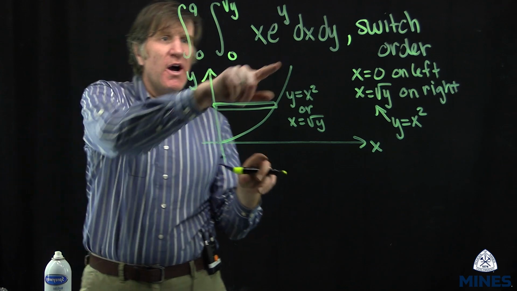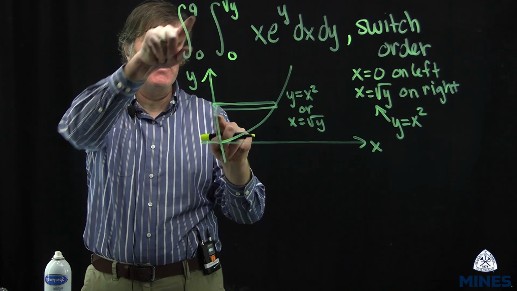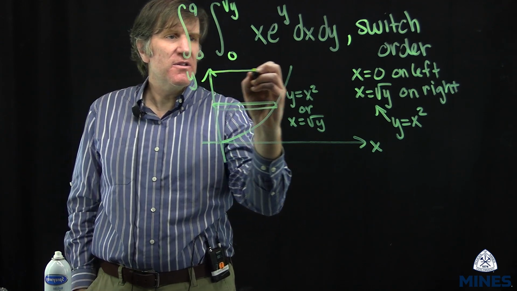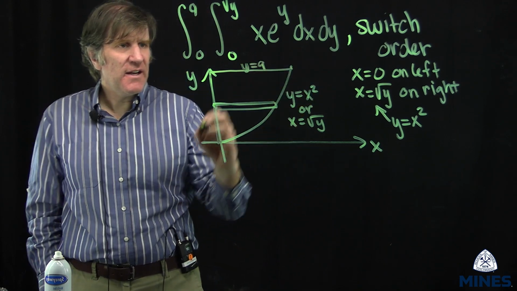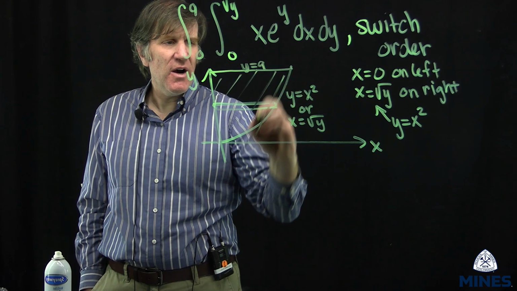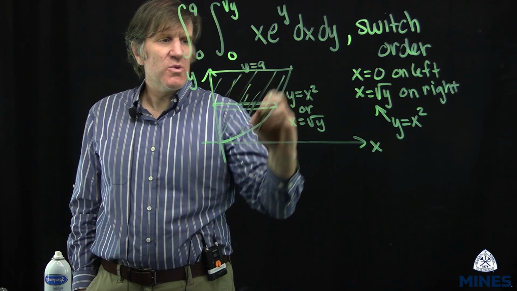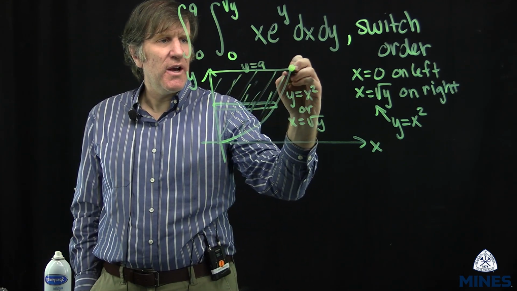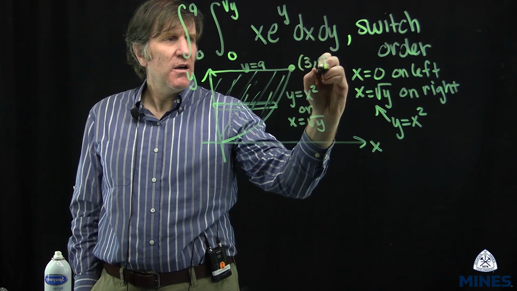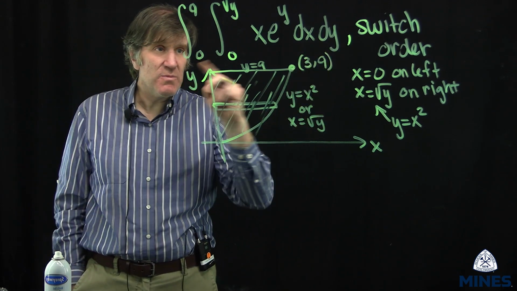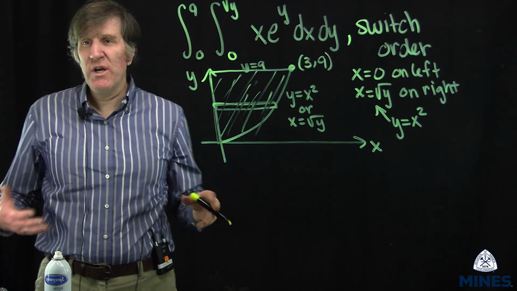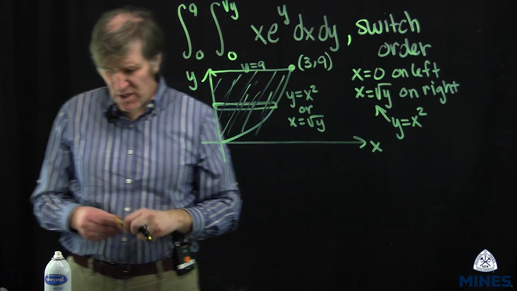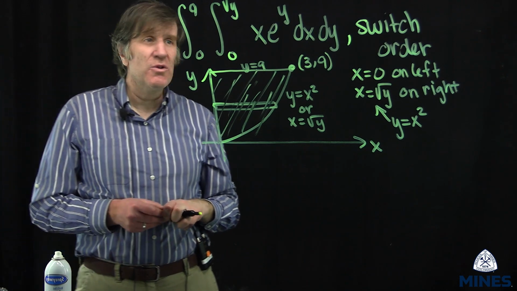And then in y, we're going from 0 up to 9. So here's the height, y equals 9. And that gives us our region of integration. We now have a sense of what it is we're trying to integrate over. This point right here would be 3, 9. If I need to, I just plug 9 in for y and solve and get x equals 3. So that's my region.